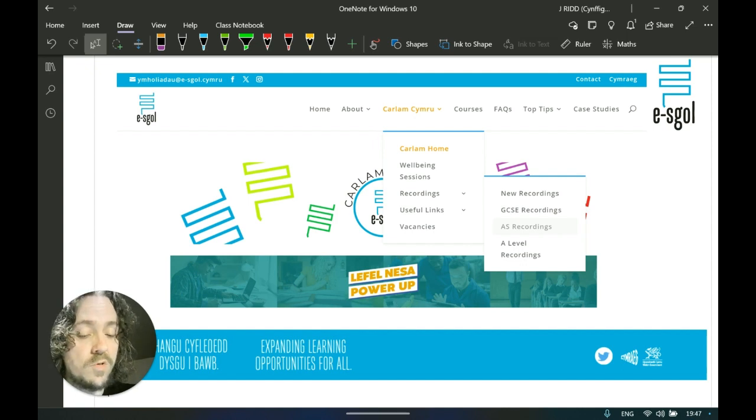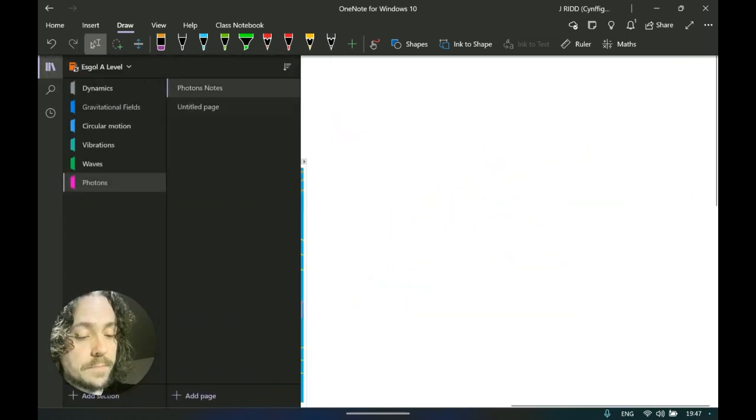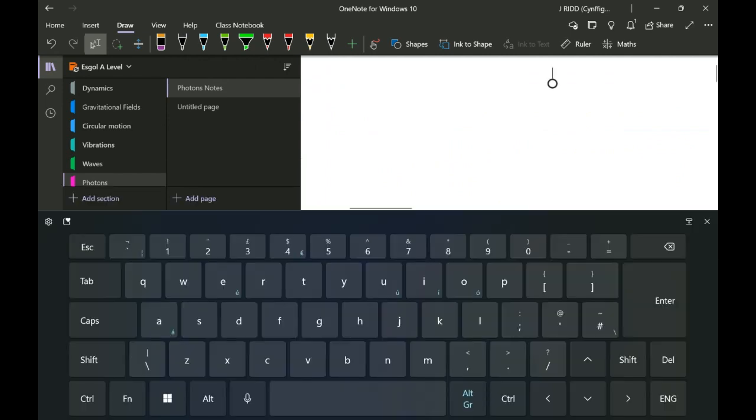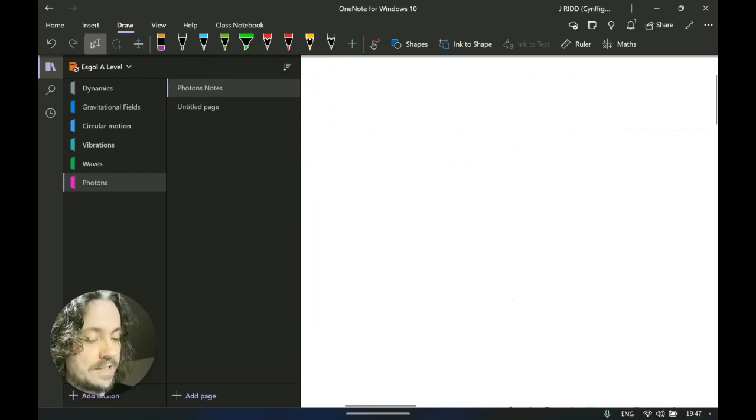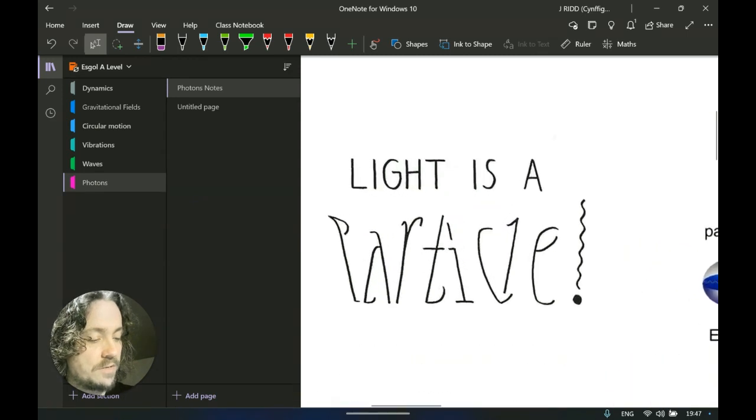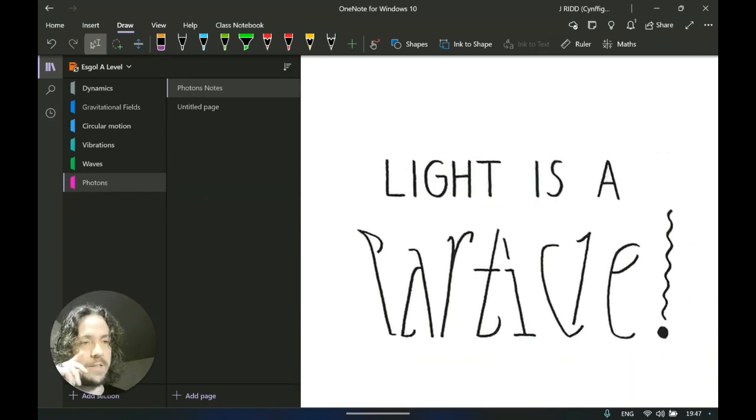Right, anyway, on to photons then. To begin with, I think it's worth asking this question: what is a photon? What is light? Is it a particle or is it a wave? And the answer to that is kind of like yes, which is a silly answer, I know. But depending on the circumstances, light can behave like a wave or it can behave like a particle.